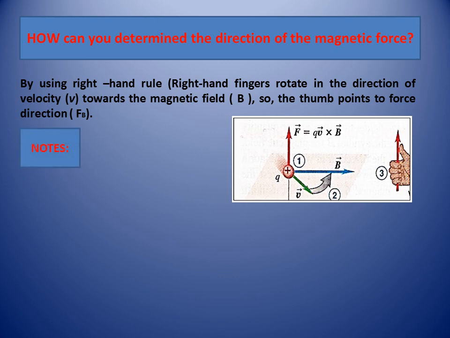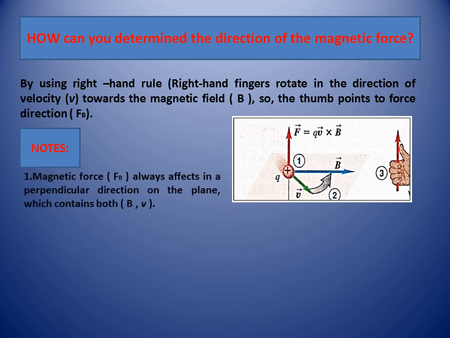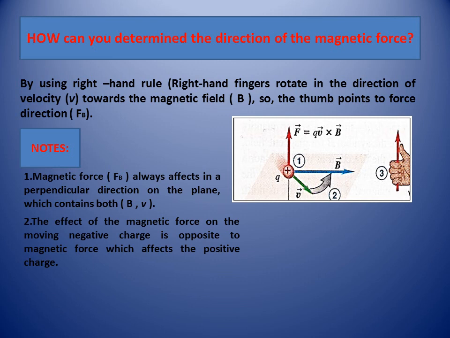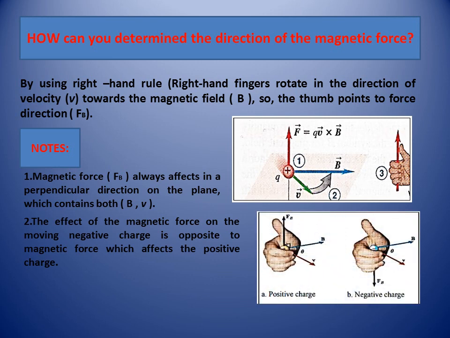There are some notices that are very important. Number one, magnetic force always affects in a perpendicular direction on the plane which contains both the magnetic flux vector and the velocity vector. Number two, the magnetic force on a moving negative charge is in the opposite direction of the magnetic force which affects the positive charge.